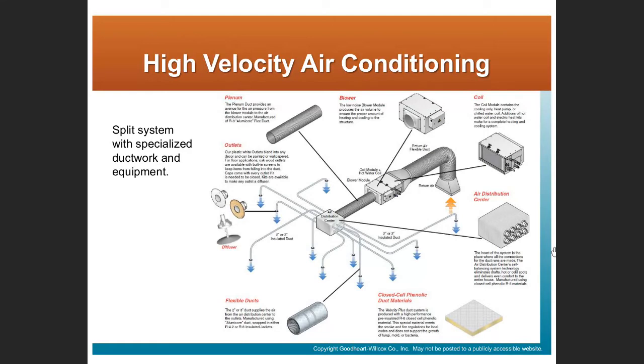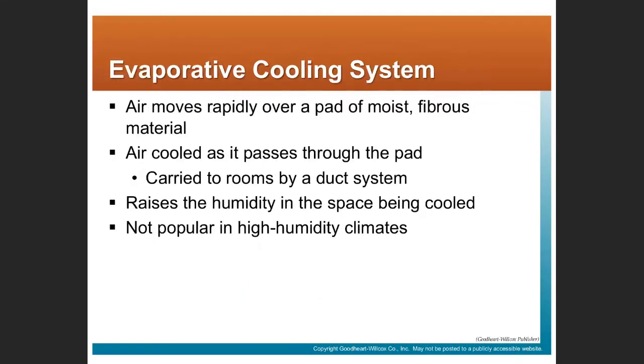So my daughter just bought a house. She's got hot water baseboard, and the house they live in, the previous homeowners had put in this high velocity system. So they have hot water heat, hot water radiators, and high velocity air conditioning.